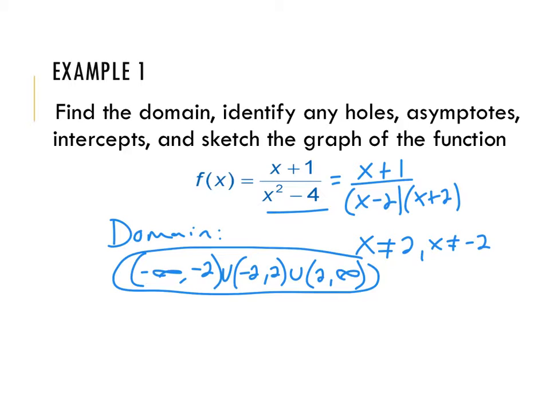Next is to identify any holes in the graph. Remember, these occur when factors cancel. If you look at the factored form, notice that we don't have any factors canceling with the top and bottom. So for holes, we just say that there's none.